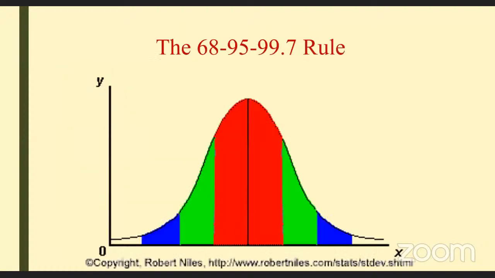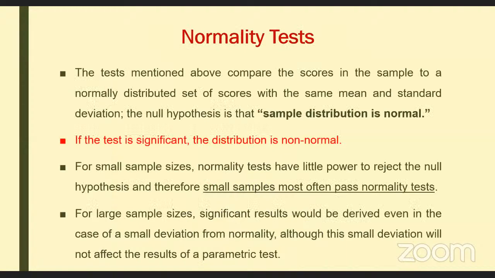So you know this normal distribution, the normal curve. Mean plus or minus 1 SD contains 68% of data, mean plus or minus 1.96 SD contains 95% of data, and mean plus or minus 3 SD contains 99.7% of it, almost all of it. The normality tests mentioned above compare the scores in the sample to check whether the sample distribution is normal or not. If the test is significant, the distribution is non-normal.